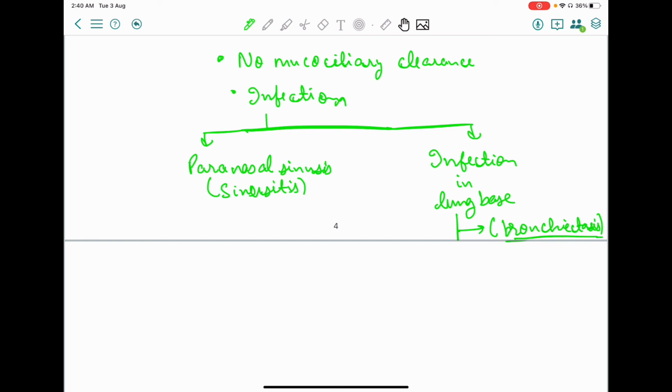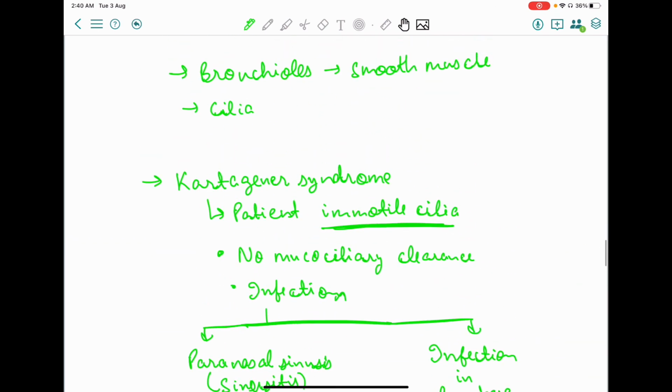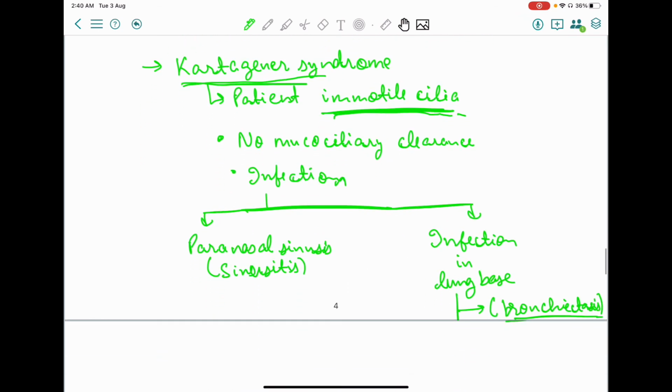It is the infection in the cilia, and it is called Kartagener syndrome, in which the patient has immotile cilia, which leads to bronchiectasis and sinusitis.